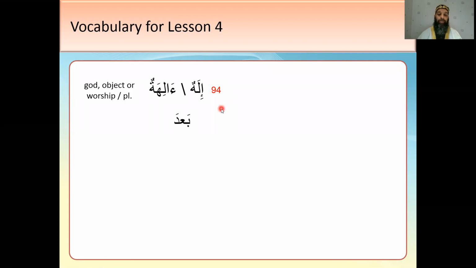Excellent. Ba'da. It's an Urdu word as well. So if you know Urdu, you know it. After. Like we say in Urdu, baad mein. Afterwards. Right? After. Ba'da. It comes 204 times. That's right. Baad mein.